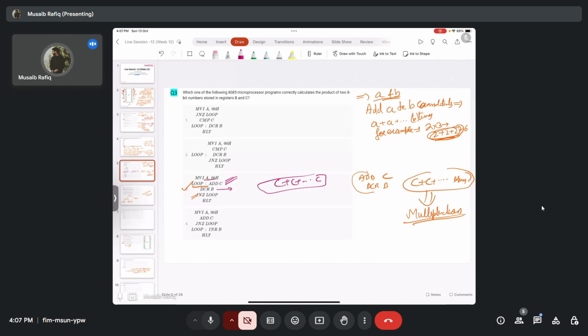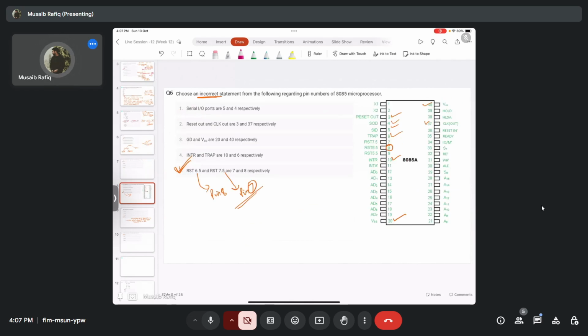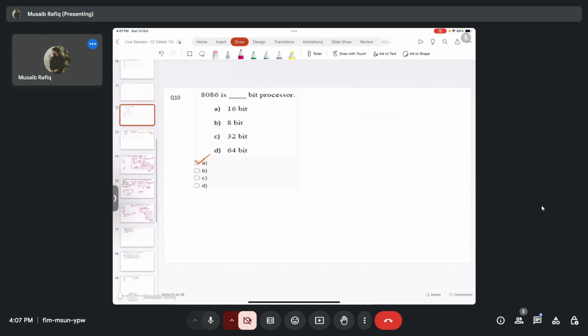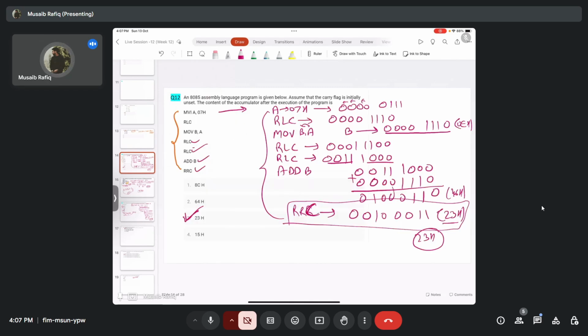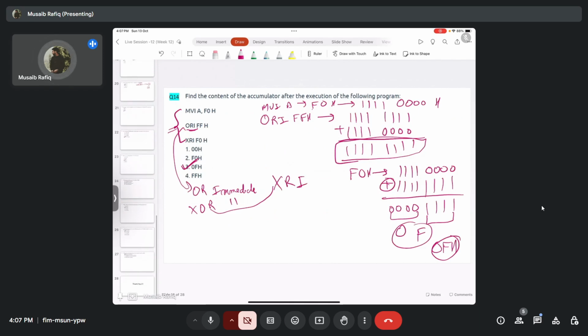Then we have these simple type of questions, and then we have the question based on the pin diagram, where we were required to find the incorrect statement. Again, these are simple questions. Then we again have question number 12, which was based on an assembly language program, and we were required to find out the contents of the accumulator after the execution. And similarly this. So the rest of the questions were pretty simple and straightforward.